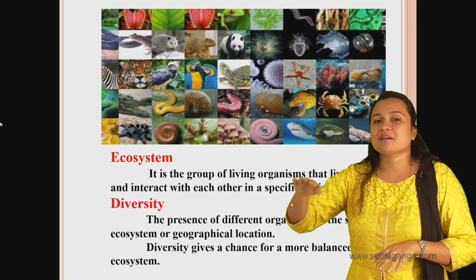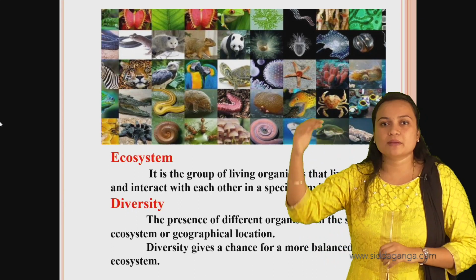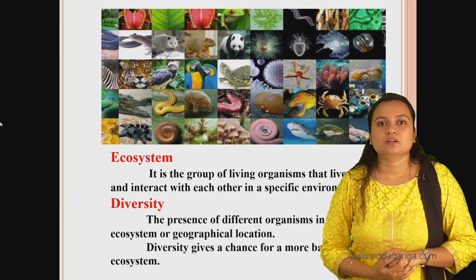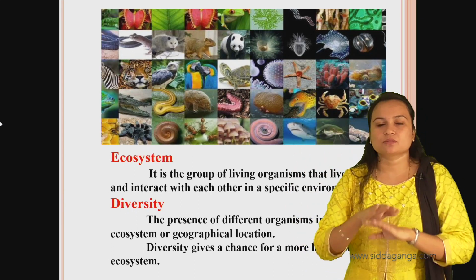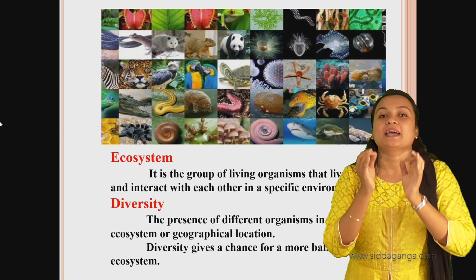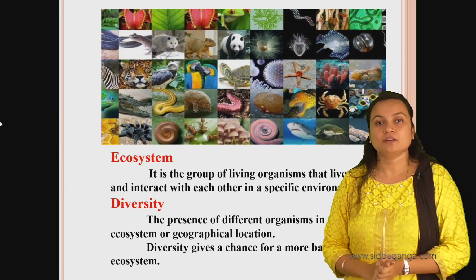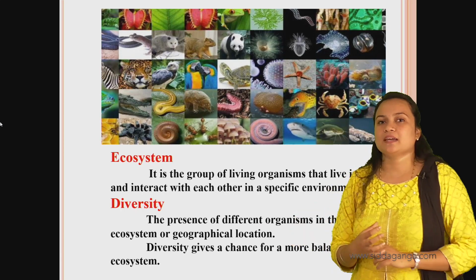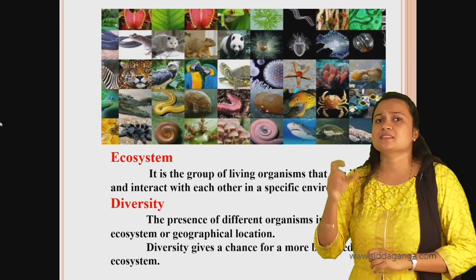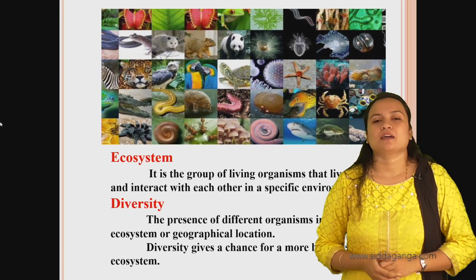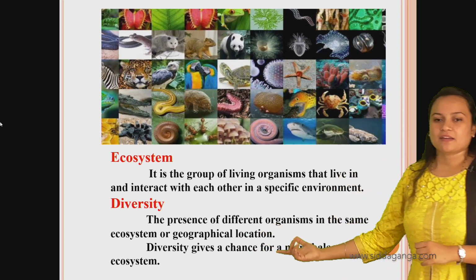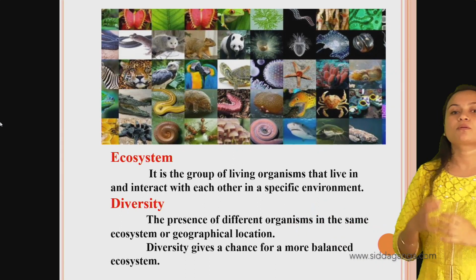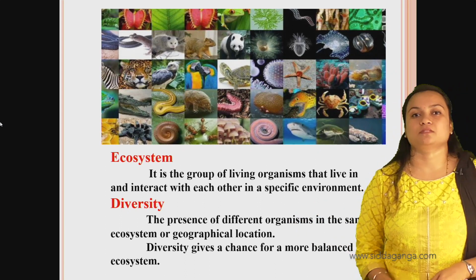Here the populations must all be balanced. Nothing should be high or nothing should be low, it should not be too much or too little. So it must be balanced for a healthy ecosystem, right? For a healthy ecosystem. So here balancing of the organisms, the population of different varieties of organisms, is important. So here diversity gives the chance for a more balanced ecosystem.